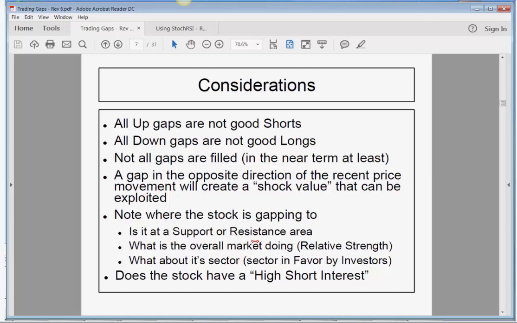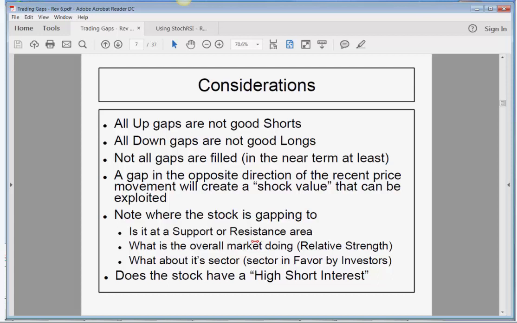We have to note where the stock is gapping to. Is it gapping up or down to a support or resistance area? What's the overall market doing? If the overall market is gapping up or gapping down, you have to ask, is the stock gapping up more or less than the overall market? You also have to look at what the sectors are doing. Are they in favor with investors? You have to have done your homework and know what things are moving and which ones are not.